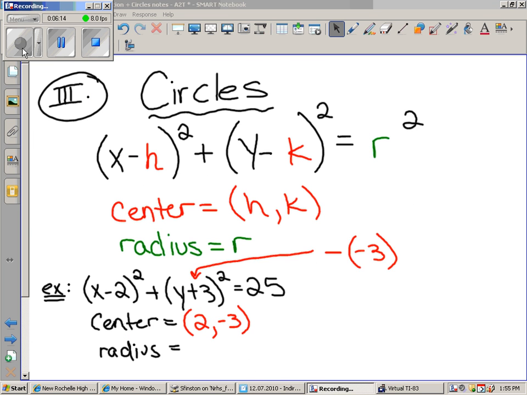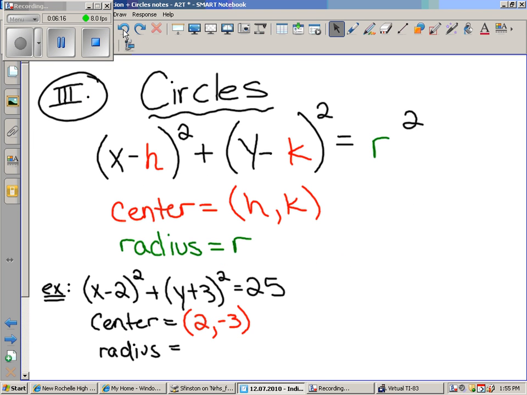All right. So we tried to find the center of the circle. The center of the circle is at (2, -3). It's got to match with the formula, and if it doesn't match, like in this particular case, there's a plus sign, and over here there was a minus. Then you just take the opposite of the number.